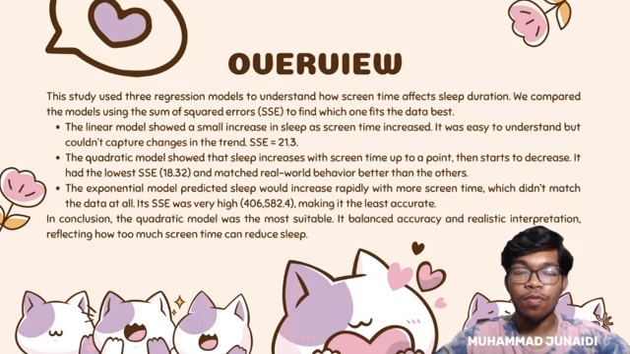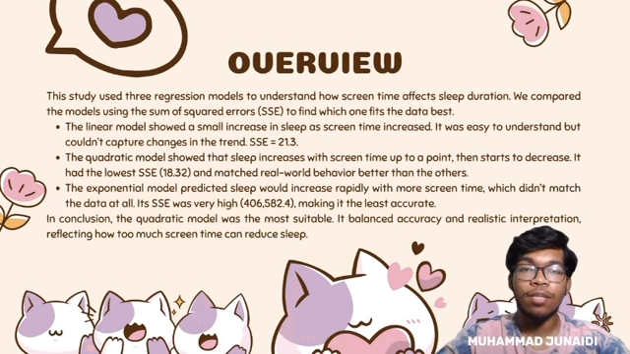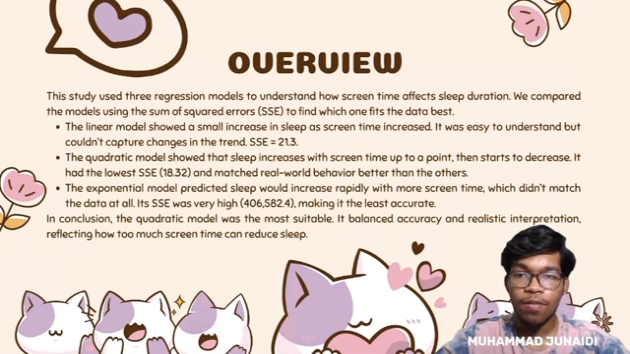I'll be giving an overview of our study on the relationship between screen time and sleep duration using 3 regression models. Firstly, we started by applying the linear model, which assumes a straight line relationship. The equation showed that sleep increases slightly with more screen time. While this model was simple and easy to understand, it didn't handle changes in the trend very well. Its sum of squared error or SSE was 21.3, which showed moderate accuracy.